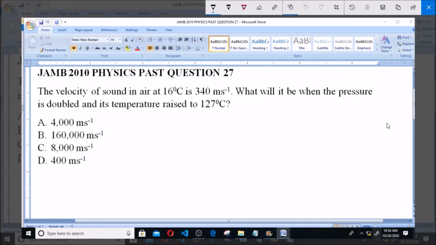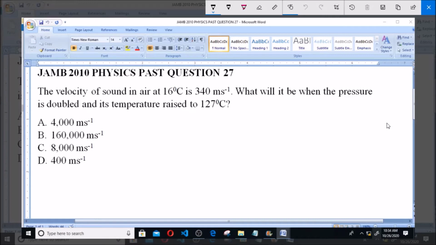The velocity of sound in air at 16 degrees Celsius is 340 meters per second. What will it be when the pressure is doubled and its temperature raised to 127 degrees Celsius? A. 4,000 meters per second. B. 160,000 meters per second. C. 8,000 meters per second. D. 400 meters per second.